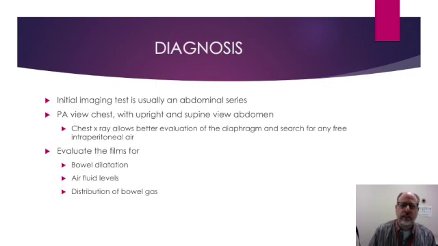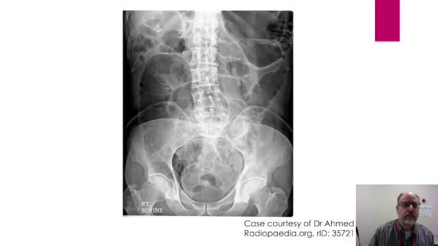The initial imaging test is often an abdominal series. This consists of a PA view of the chest with upright and supine views of the abdomen. The chest x-ray is performed to allow better evaluation of the diaphragm and search for any evidence of free intraperitoneal air. When you are looking at an abdominal radiograph, what you are trying to do is evaluate for any areas of bowel dilatation, air fluid levels, and also to evaluate the relative distribution of bowel gas throughout the bowel.